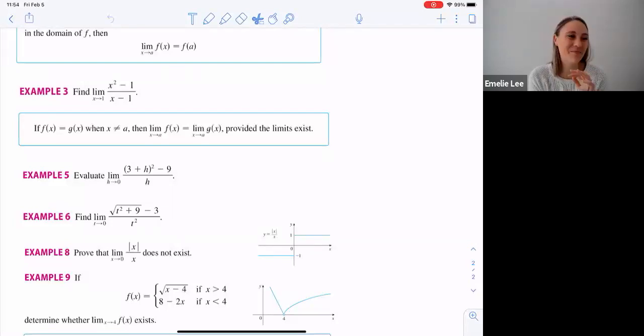But anyway, likely only up till 2.3 for the test. If we can get through continuity 2.5, that would be great. We're not doing 2.4, which is the precise definition of a limit. So don't worry about 2.4 because it gets a little bit weird.